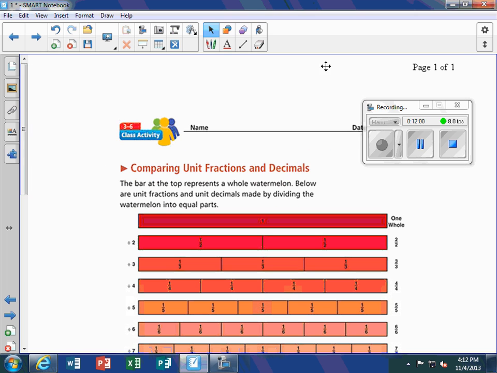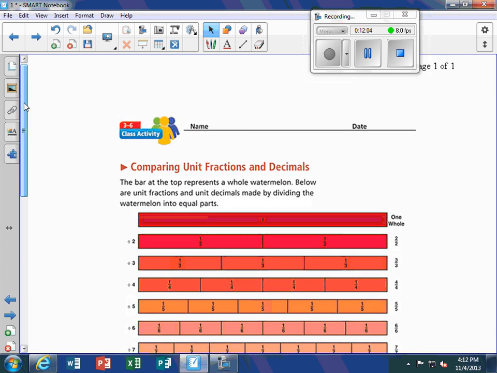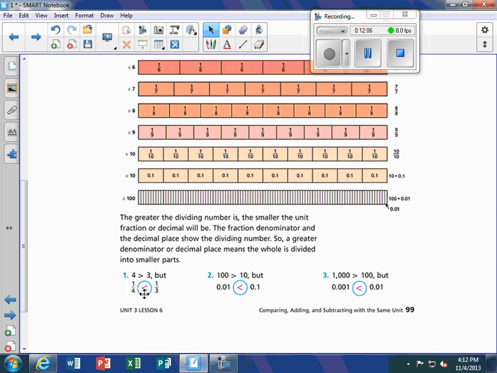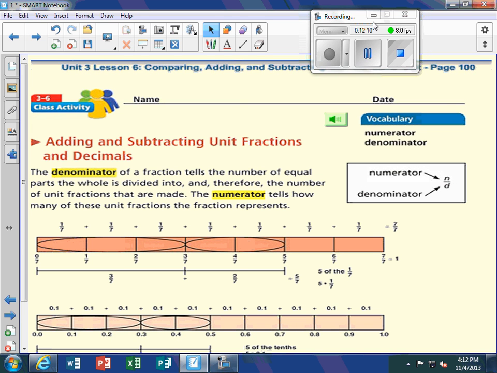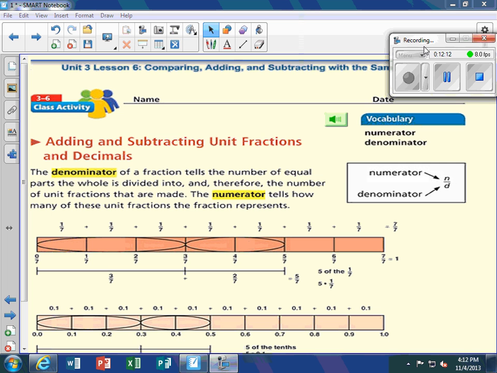Oops, sorry about that. If you scroll down, I don't know if this is the page. Yep. Less than, less than, less than. All right. Now, numerator and denominator.